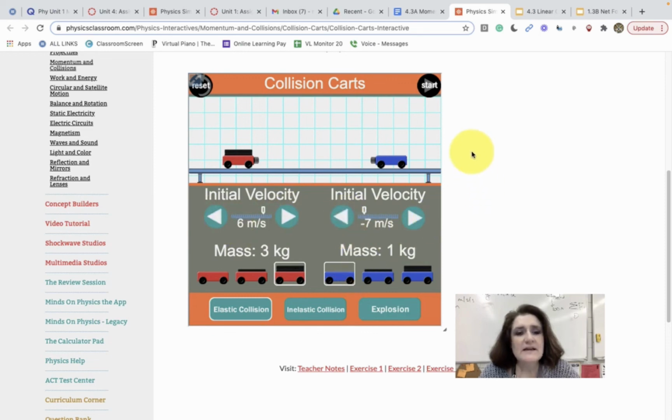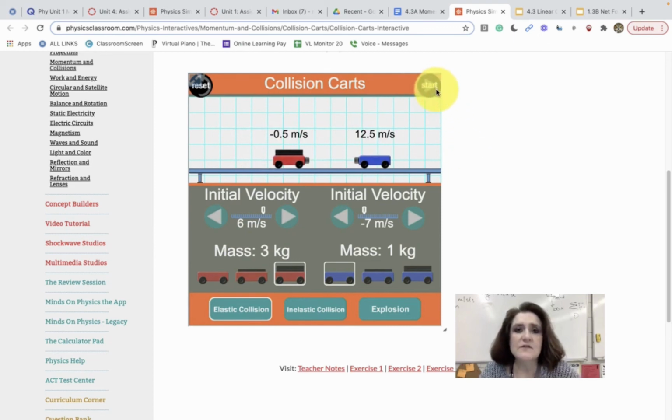And in order to play the simulation, in the upper right-hand corner, you hit the start, the carts will collide, and then you want to hit the pause as soon as you can after the collision. That way you can gather all of the information from the simulation without having to replay it several times. In order to reset everything, you simply hit the reset button in the upper left-hand corner.